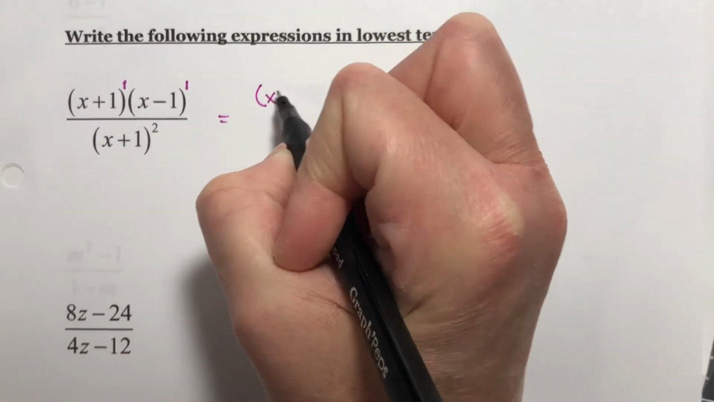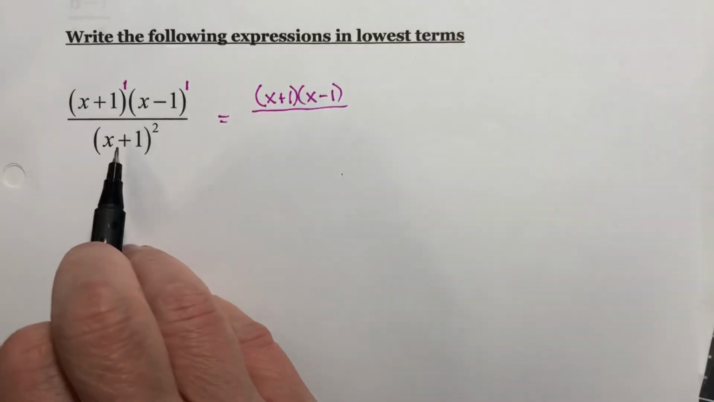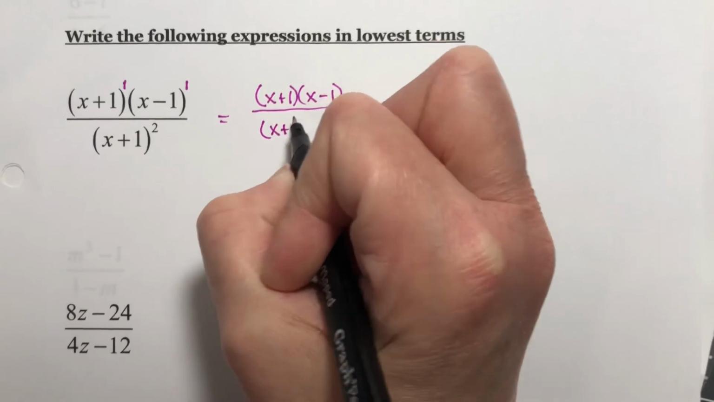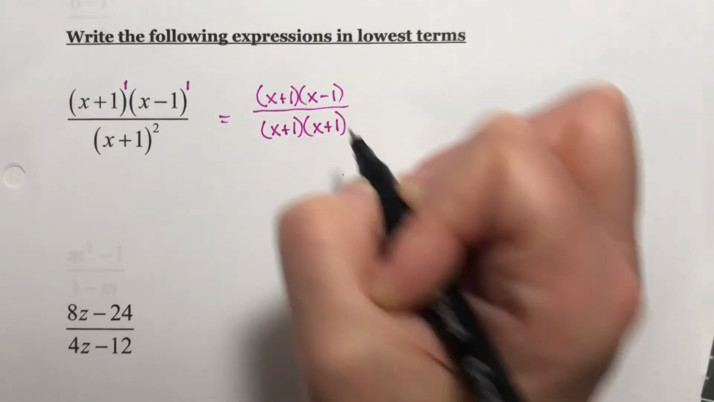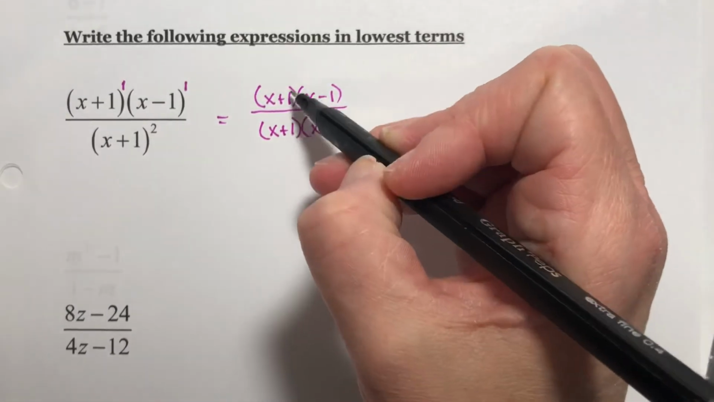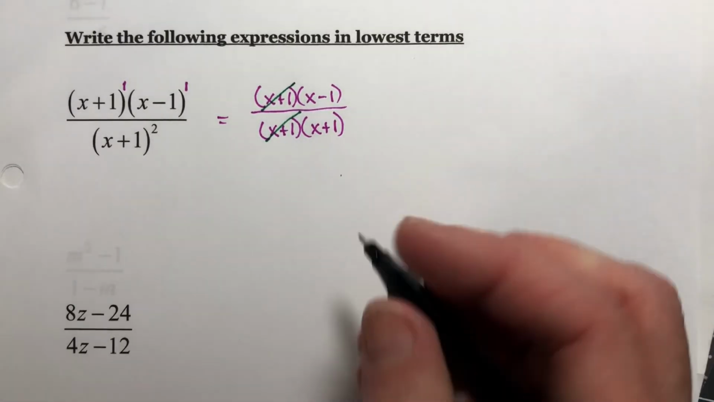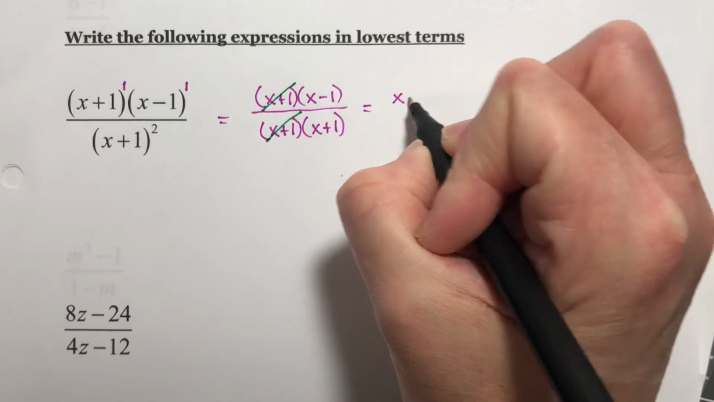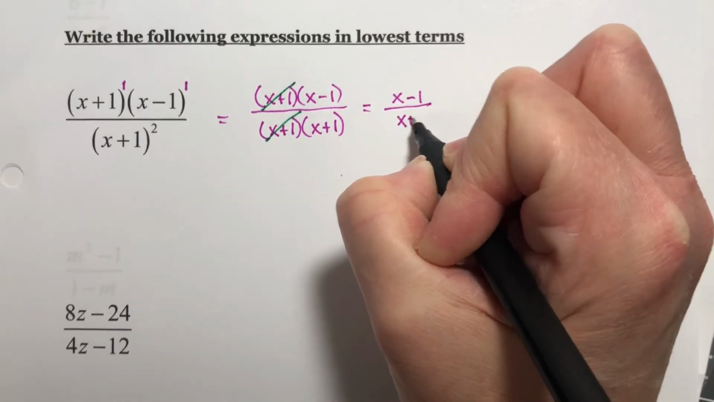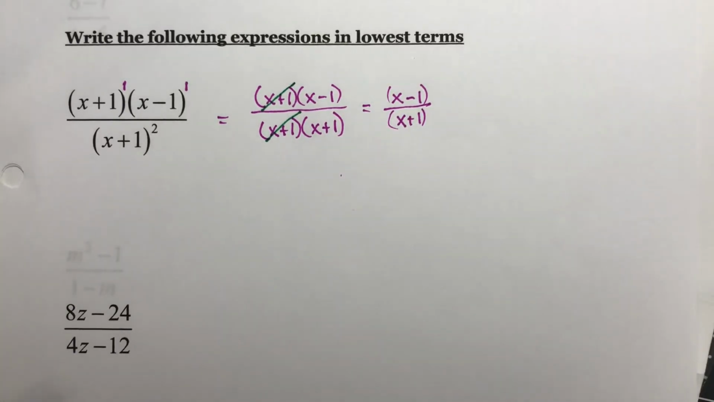This is the same thing as x plus 1 times x minus 1 over, since this is squared, x plus 1 times x plus 1, because squared means it's multiplied by itself. Well, look here. I have the same thing on the top and bottom here, so let's cancel that out. That leaves me with x minus 1 over x plus 1. You can keep these in parentheses. The parentheses technically don't have to be there, but if you're putting them there, it will help you remember that they cancel out as a unit or not at all.